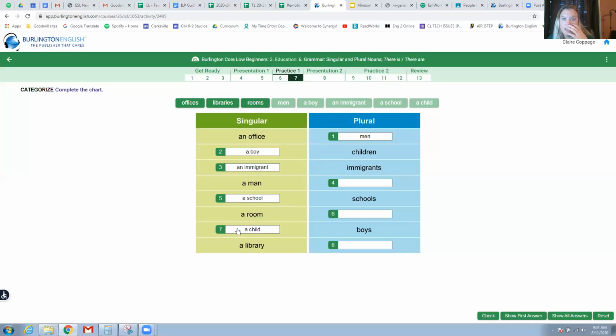Okay then, look at what we have left. So these are our last plural nouns. Repeat after me. Offices. Offices. Libraries. Plural. Good. And rooms. Plural. Good. They have the S's. Good job.